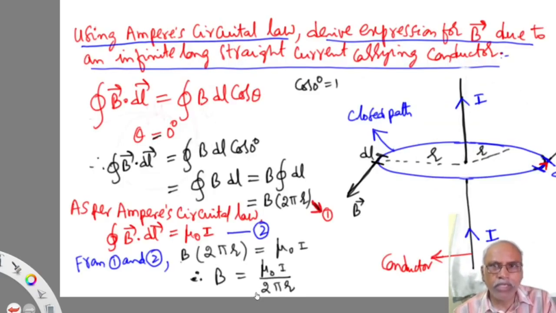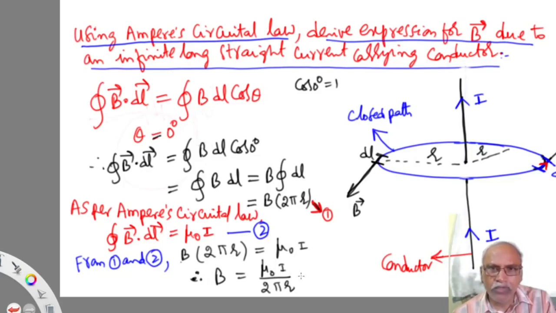Then, using Ampere circuit law, we have derived the expression for magnetic field due to an infinitely long straight current carrying conductor. Using Ampere circuit law, derive the expression for magnetic field due to an infinitely long straight current carrying conductor. This is an important derivation. Based on this final equation, you get questions.